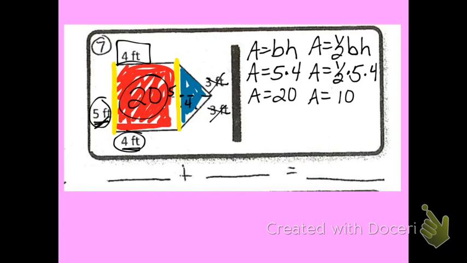I'm glad you do. All right, let's add them together. We have 20 plus 10. So the area of the whole piece is 30 feet squared. 30 feet squared. And it would be helpful to write your 10 right there. If you can't, it's okay.